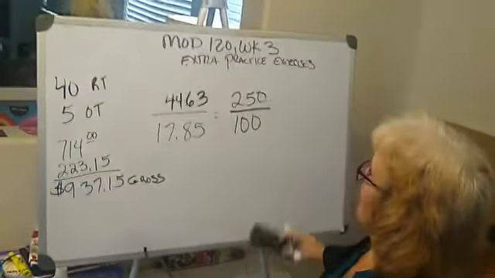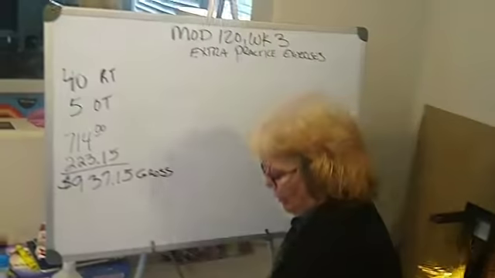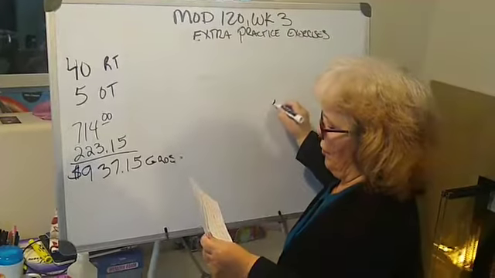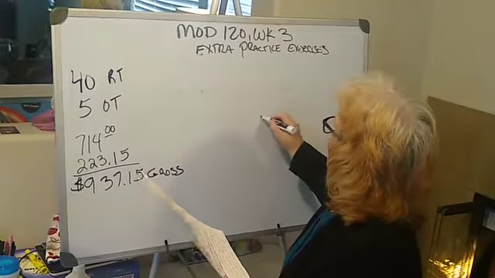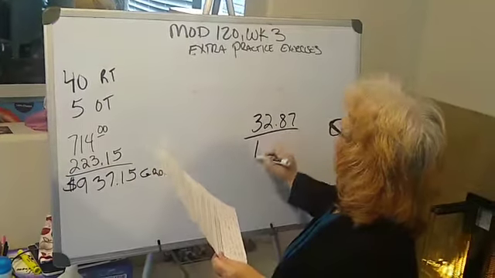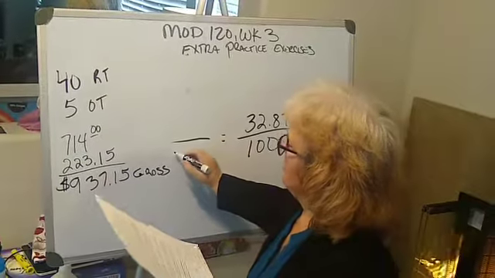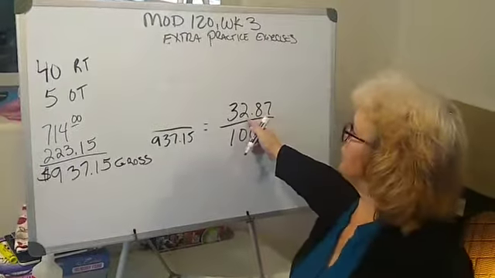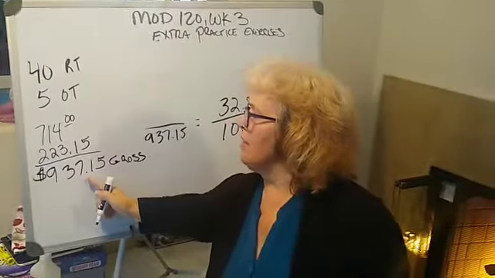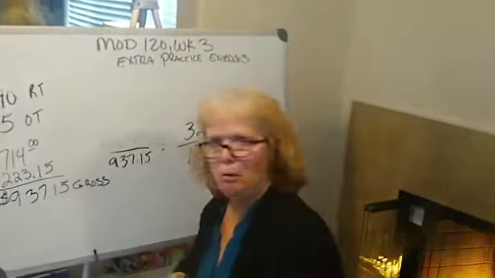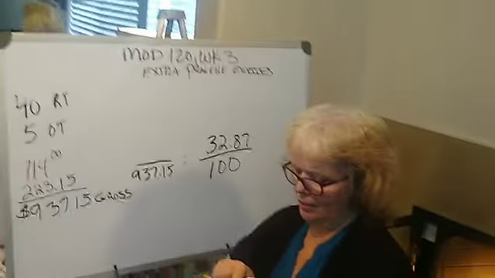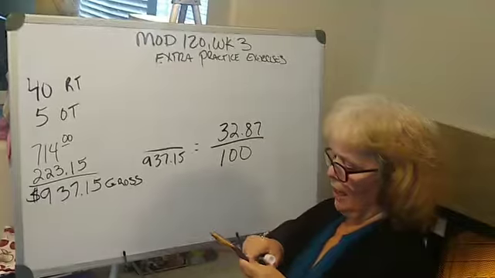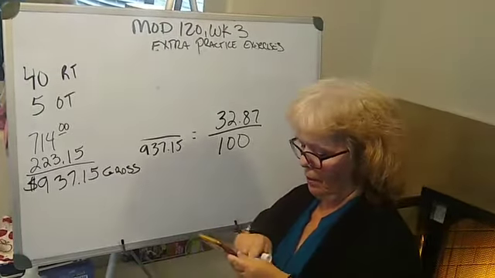All right, so we're not done yet. The question is, if the government deducts 32.87%, how much is his net going to be? So we have to figure out what is 32.87% of $937.15. It seems like the more you make, the more the government gets, right? We all know that song. $937.15 times 32.87 equals, divide by 100 equals.